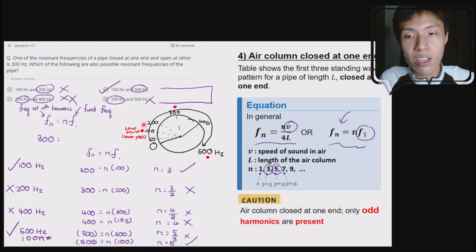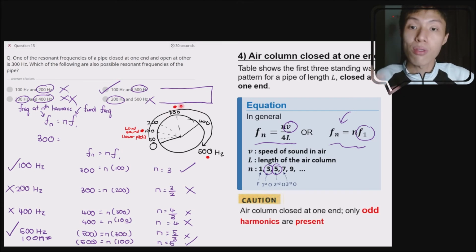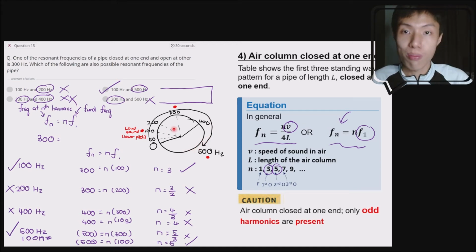Then you slowly increase the frequency again, and when you're near 300, you hear it. Then the sound will disappear if you go over 300. Then you continue to increase, but 400 is not one, right? So you hear nothing as well. But when you're near 500, you hear it. Then you go greater than 500, and it disappears again.